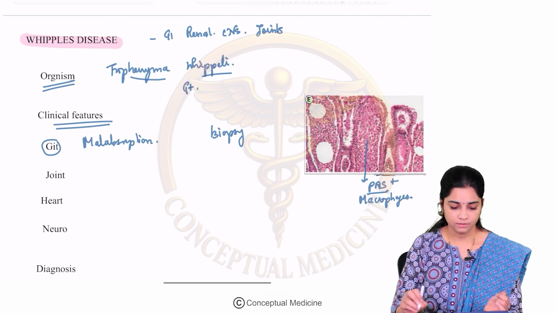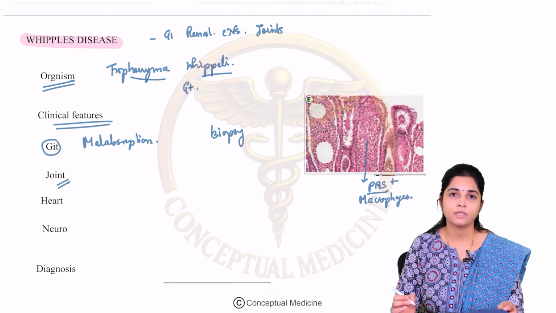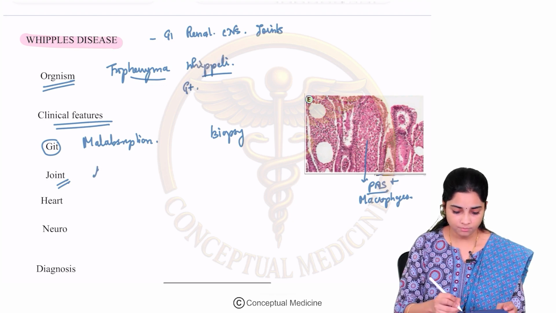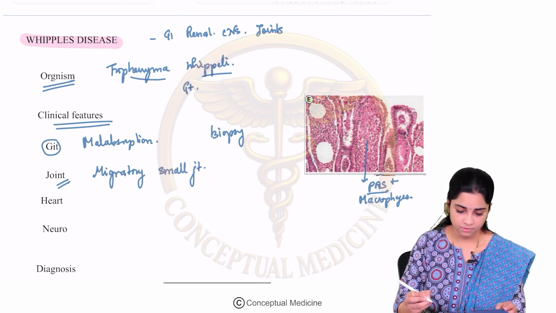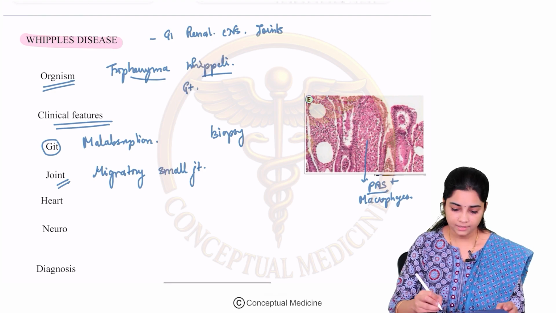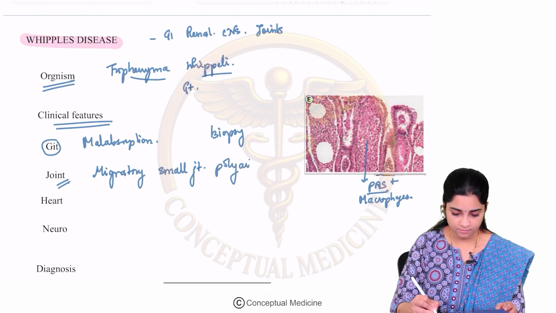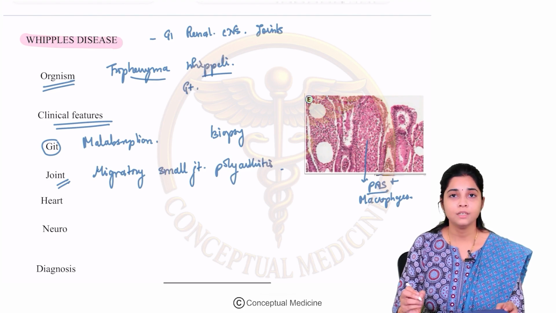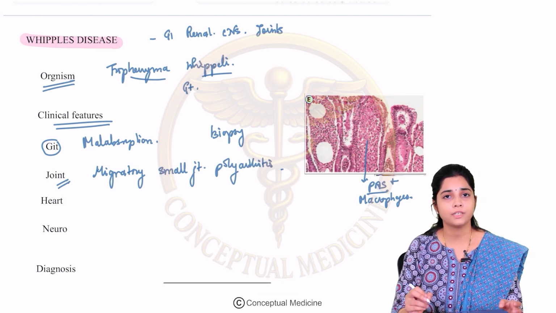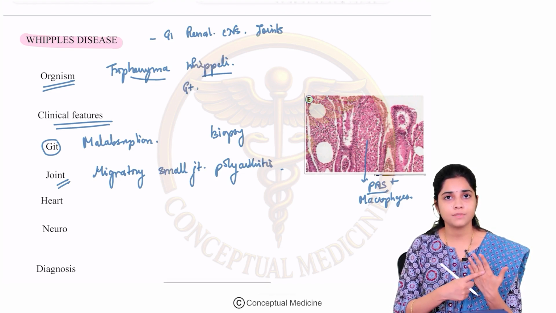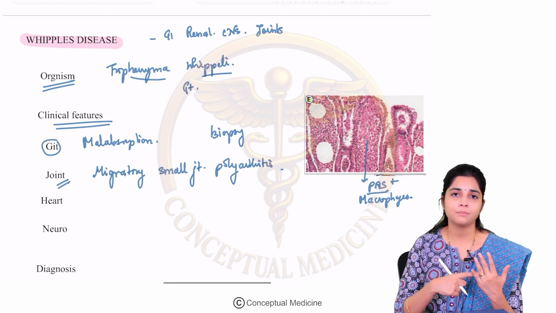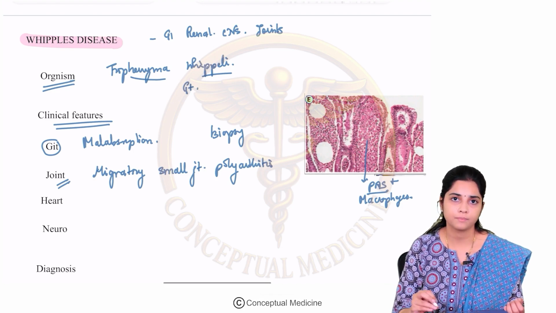Okay, fine. In the joint, what does it cause? It causes a small joint migratory polyarthritis. It predominantly involves small joints, and it's a migratory polyarthritis, which means what? If one joint is swollen, then it comes down, then it moves to another joint, then that improves, then another joint is involved, and so on.